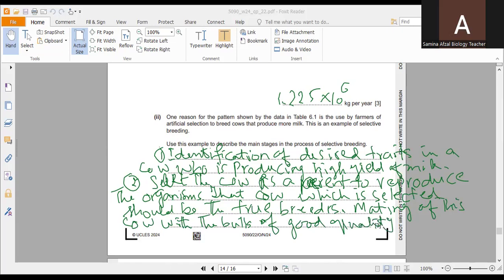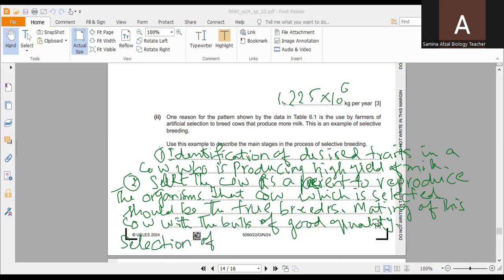After their mating, you can see the last step is the selection of the offspring, which offspring is according or very close to the desired or the required. So the offspring produced from this breeding are then evaluated for the desired traits, and then the farmer would observe the milk production of the new generation of cows. Those offspring that show an even higher milk yield than their parents are then selected to become the parents of the next generations.